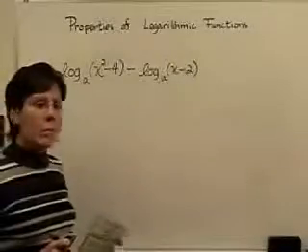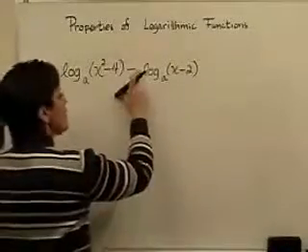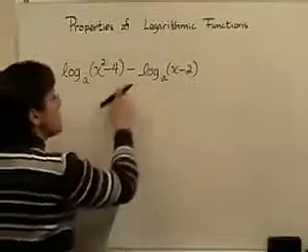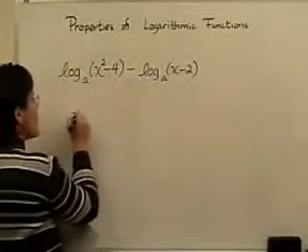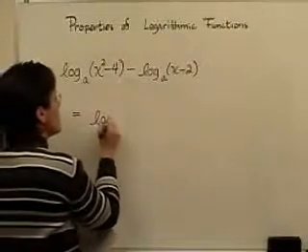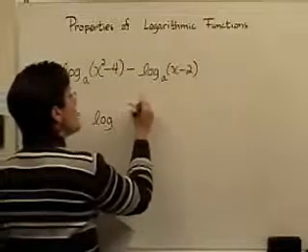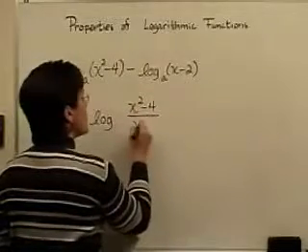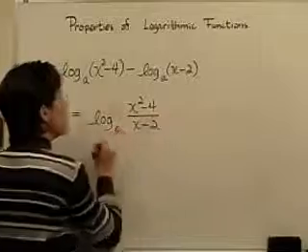This problem is ready to be written as a quotient because I have nothing in front of the logs of each of these two terms. I have a different sign here. So I can write this as the logarithm of a single term. In the numerator, x squared minus 4, and in the denominator, x minus 2, where the base is a.